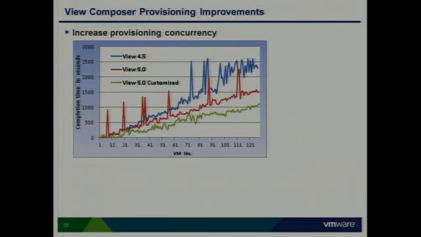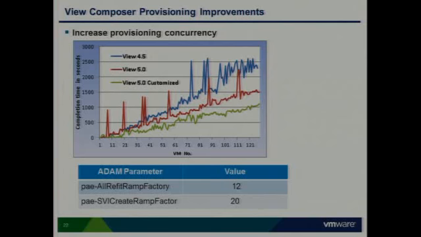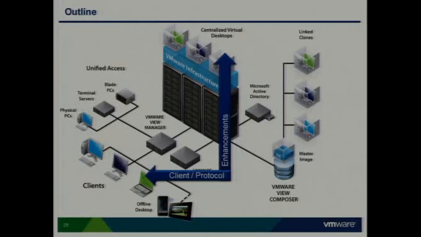What we've measured is we have compared View 4.5 with View 5.0 out of the box. And then for View 5.0, we also set a couple of concurrency parameters. We were able to bump that up and get better performance, as you can see here. These are the parameters that you can set in the Atom server to bump up the concurrency parameters so that your provisioning times and recompose times are significantly faster. With that, I come to the end of my section about the platform and the View Composer. Now Banit will take you through the protocol and the client-side improvements and best practices.